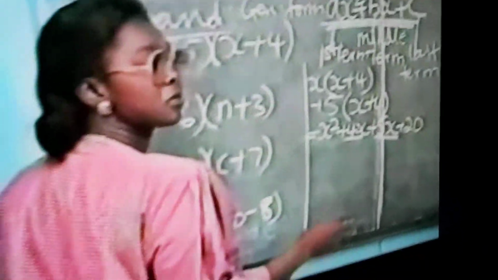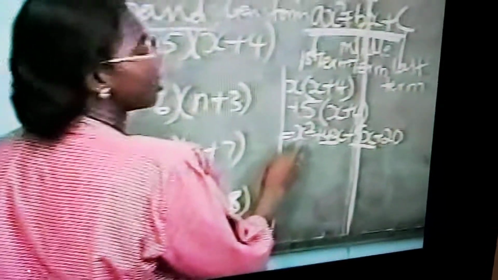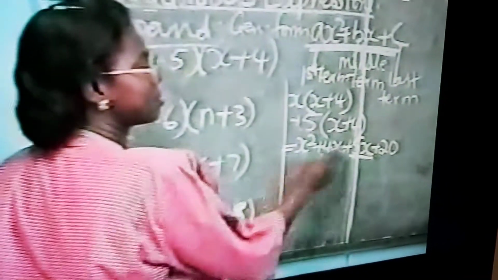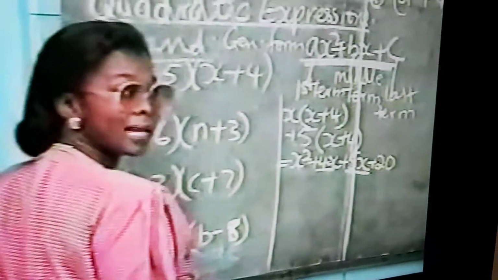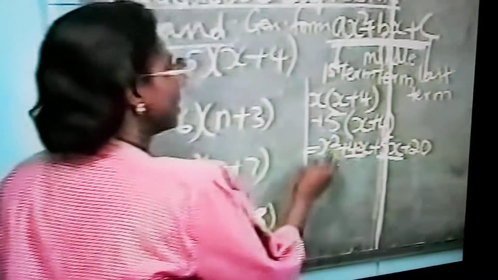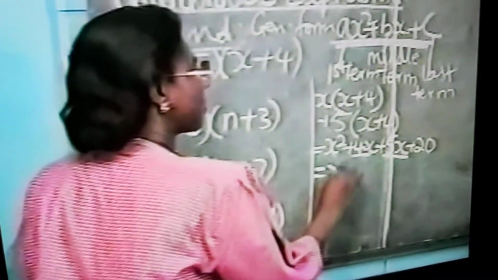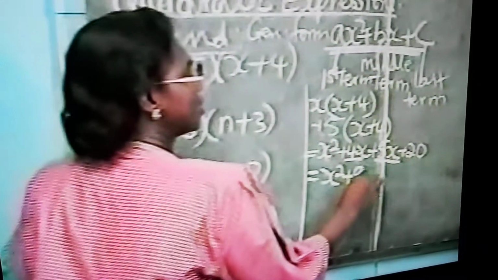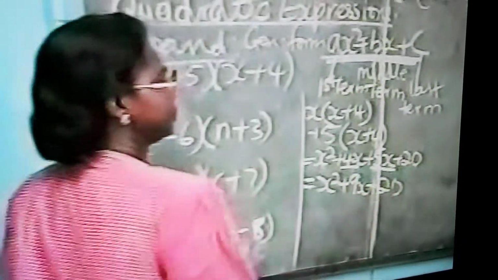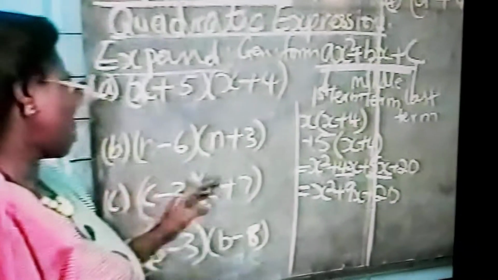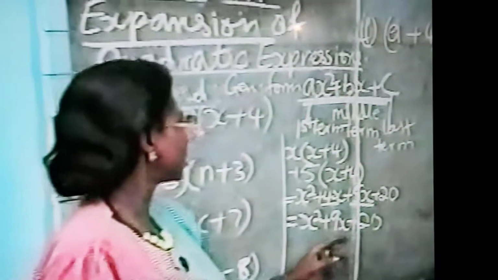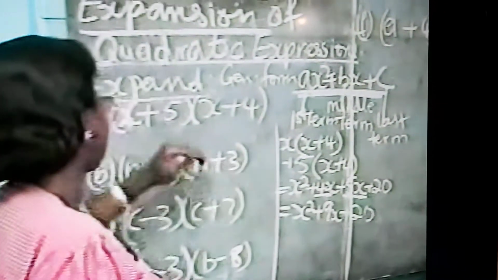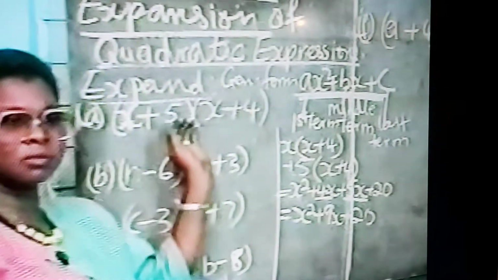4x plus 5x will be 9x. This hasn't got any term that you can add it to. 20 is also a constant. You cannot add a number to a letter. So we have x squared plus 9x plus 20. Now, what I would like you to note is the answer and what you started with.